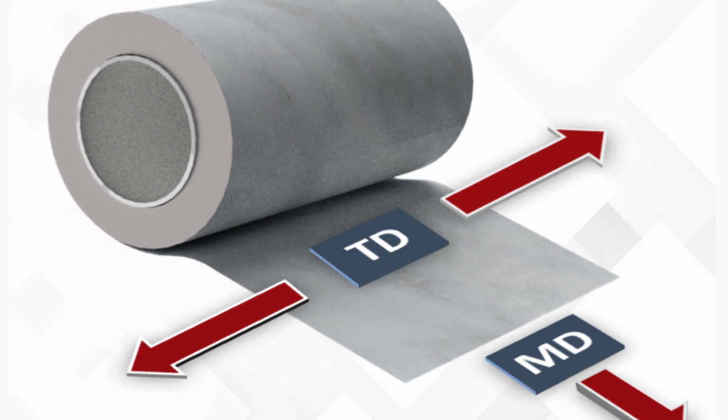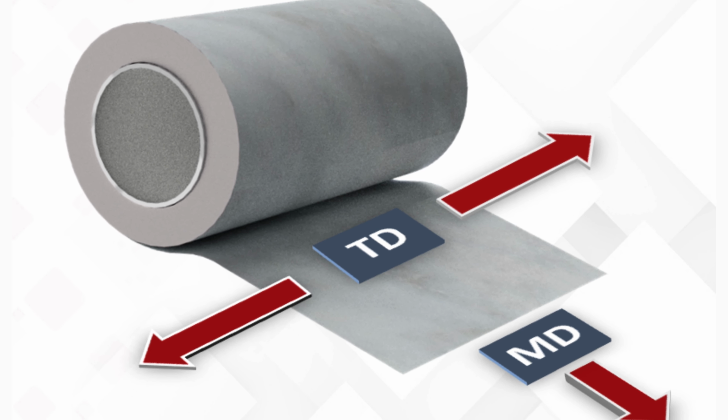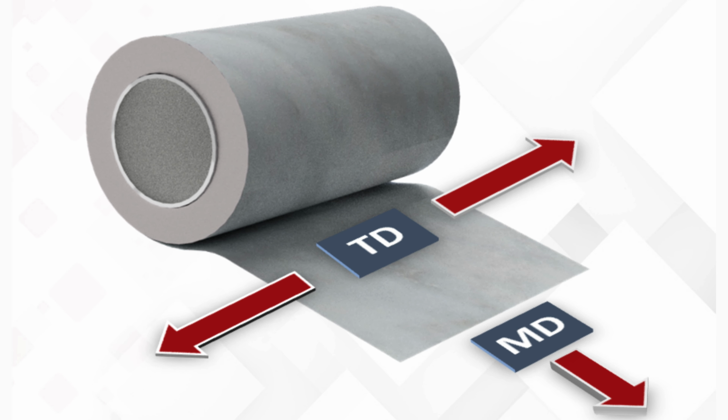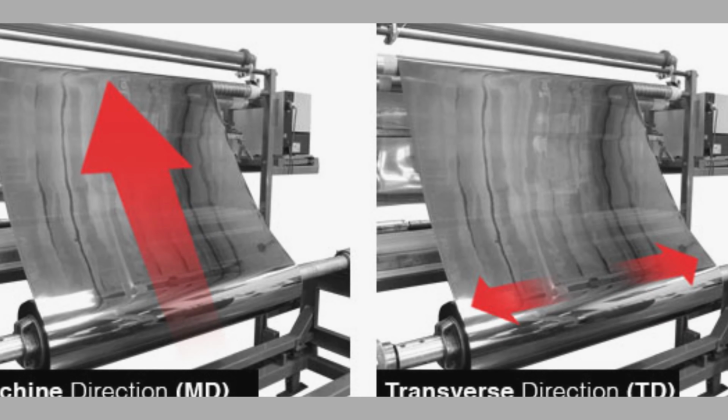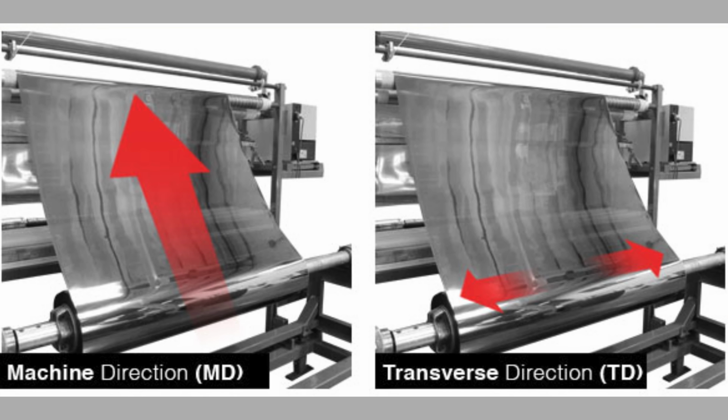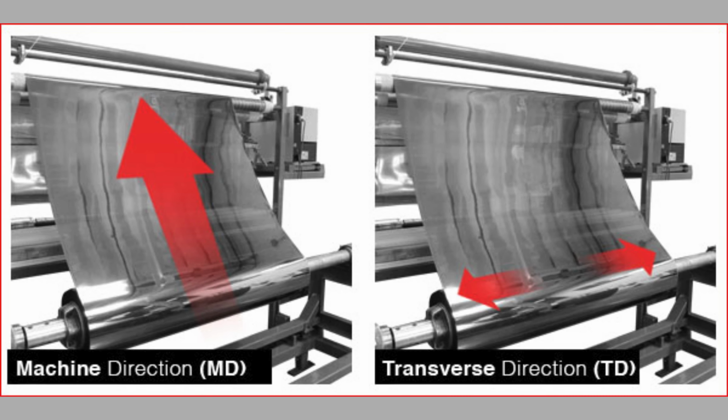TD and MD usually refer to transverse direction and machine direction, terms used in materials science, film manufacturing, textiles, and polymer processing. First, machine direction, MD. The direction parallel to the movement of the material through the manufacturing equipment, for example, extrusion, calendering, weaving.